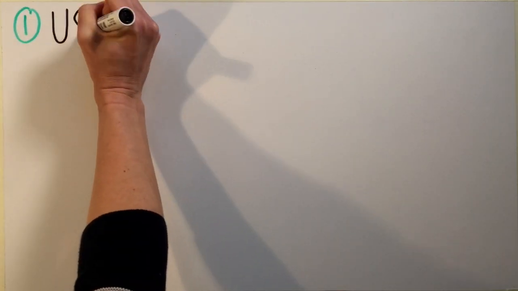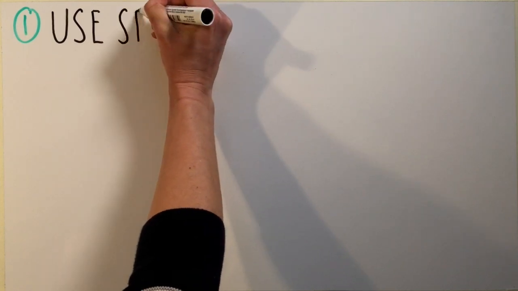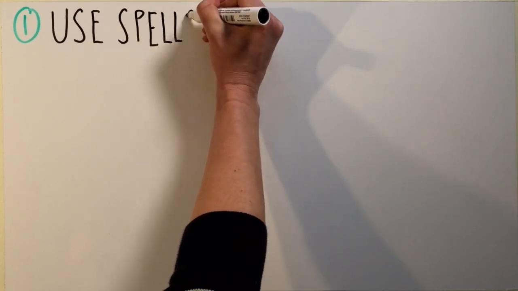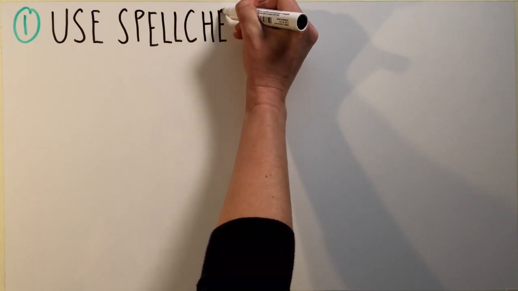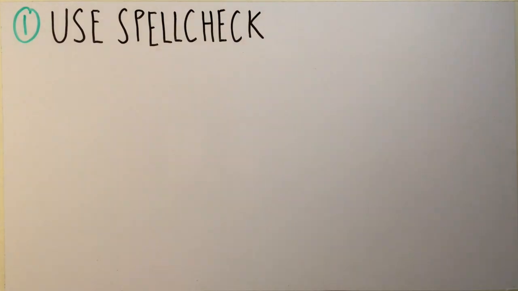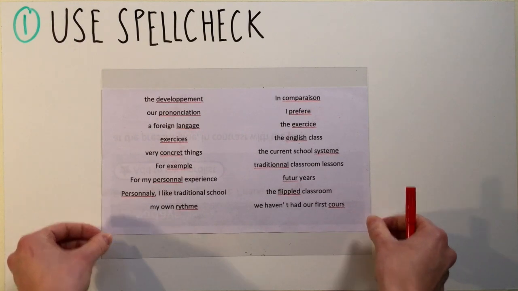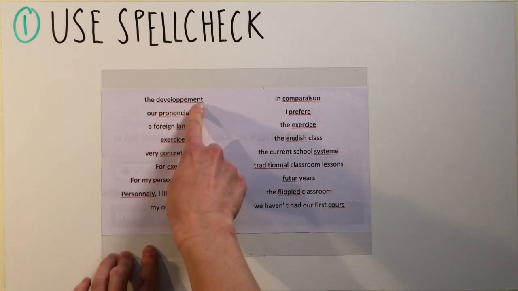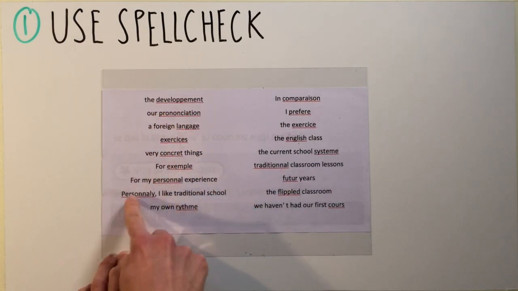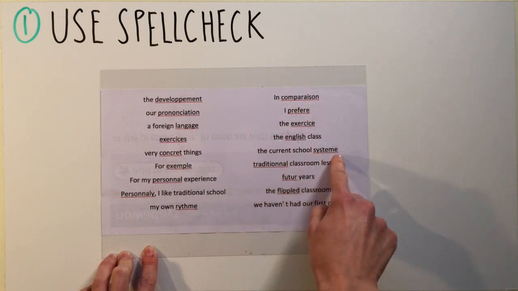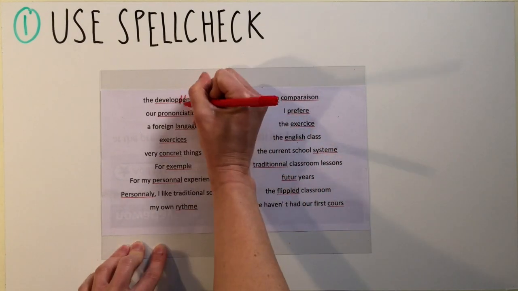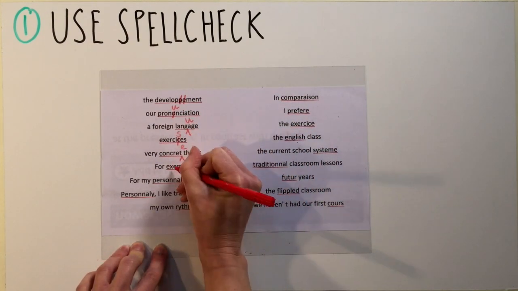My first recommendation is to avoid making spelling mistakes by using spell check. Here are some examples of the many spelling mistakes made by students. You can see the mistakes are underlined in red, so they're easy to correct. Use technology to your advantage. Make it do the work for you here.